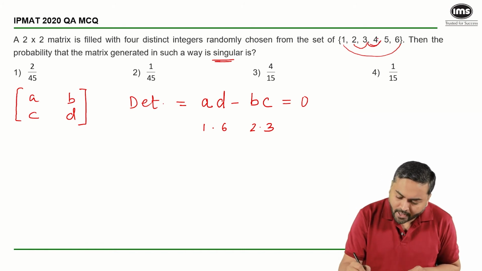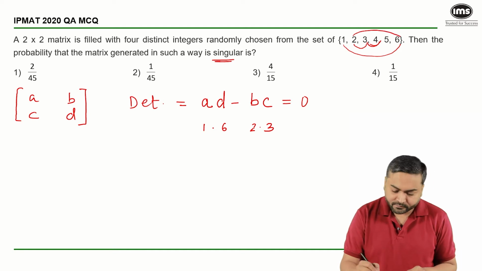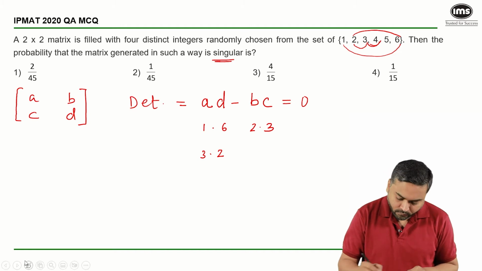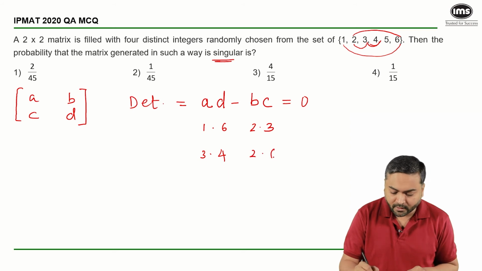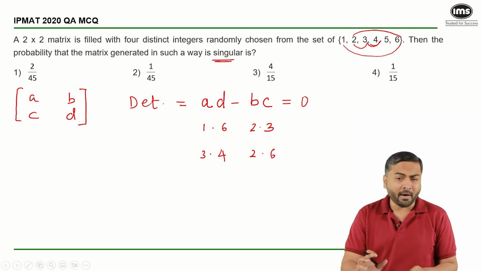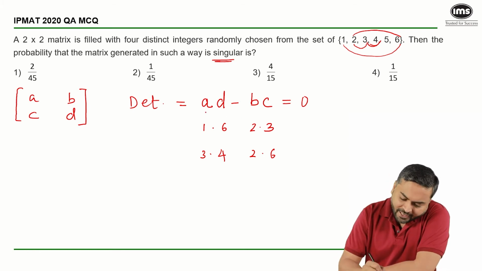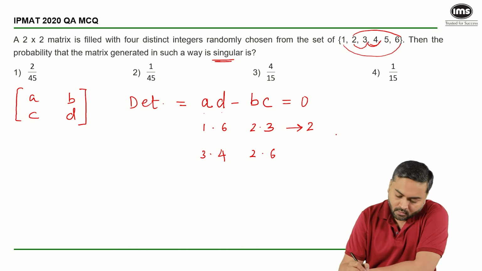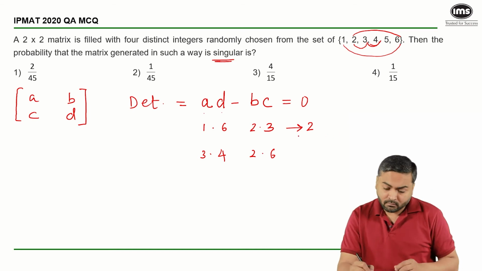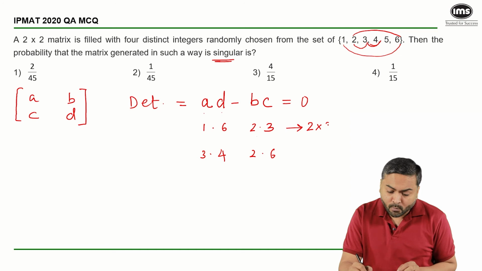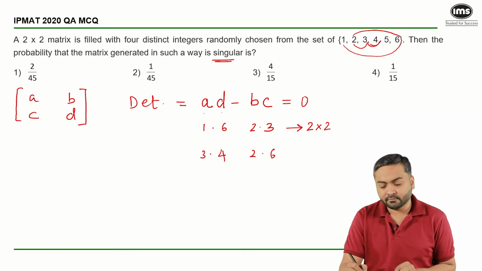I can say that 3 into 4 is 12 and 2 into 6 is also 12. So there are two ways. Mind it here guys, there are not two ways, there are multiple ways. Why? Because A and D can interchange their position in two ways. At the same time, B and C can also interchange the position in two more ways, correct?